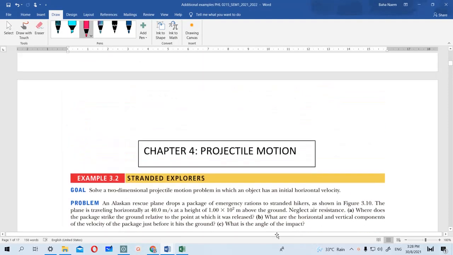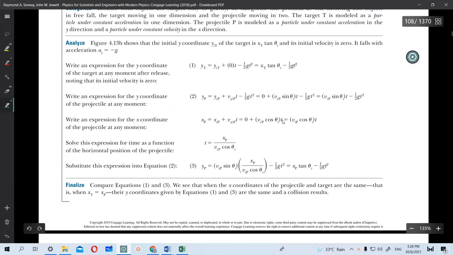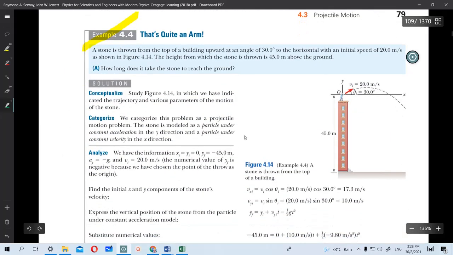So we are not supposed to be covering 4.3, one of it because it involves a lot more equations. So this is another example where it starts not at the ground level, but above it, yet with an angle. Okay, let's see how it is. That's quite an arm, to show that he can throw at a large speed.